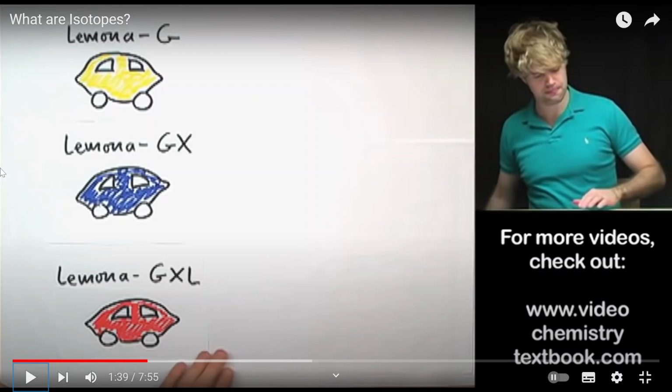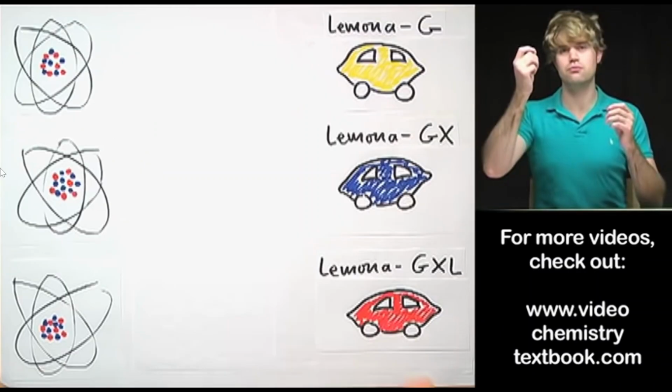I want to use this analogy now to talk about the same thing but with atoms. I want to now introduce you to 3 models of carbon, just the way there are 3 models of Lamona. Here are the drawings of each one of them, and what we're particularly concerned about is the nucleus. I'm using these red dots to symbolize protons, and I'm using the blue dots to symbolize neutrons. The swirly circles are supposed to represent electrons that are buzzing around the nucleus, but we don't really want to worry about that too much.